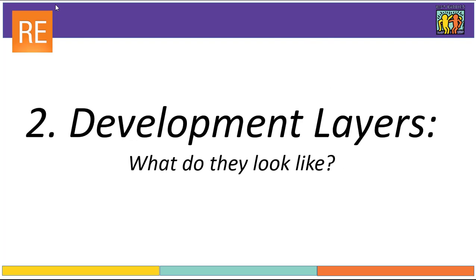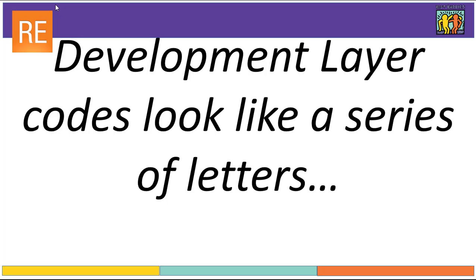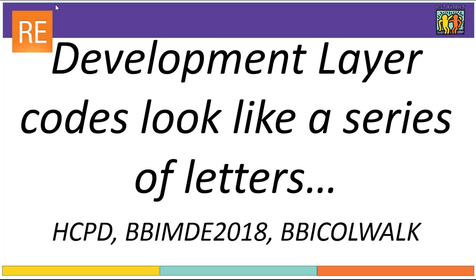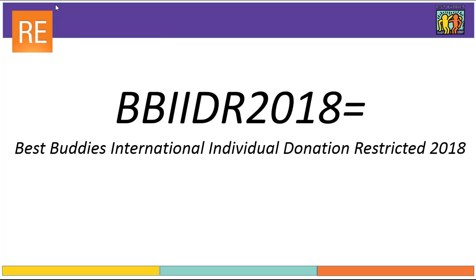So, what do these layers look like? Well, development layer codes look like a series of letters. Here are some examples. They can be a little tricky to look at, but they all stand for something quite simple. For example, BBI IDR 2018 means Best Buddies International Individual Donation Restricted for use of year 2018.